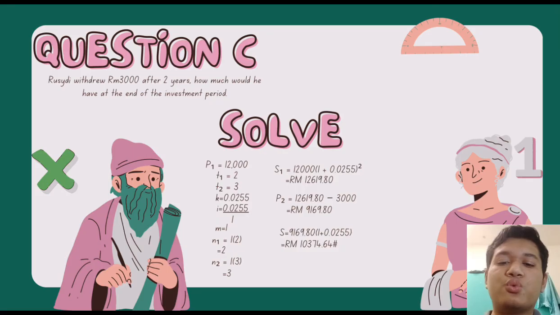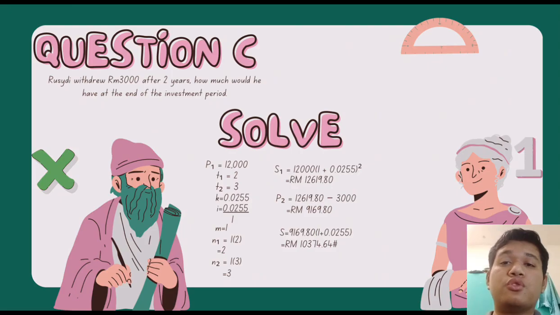So now let's move on to question C. In question C, Raub withdrew 3,000 ringgit after 2 years, and now we need to calculate how much he would have at the end of the investment period. To solve this, we need to list all the values first from the question. So P equals 12,000 ringgit, N1 equals 2 and N2 equals 3 years, K equals 0.0255, M equals 1, I equals 0.0255.